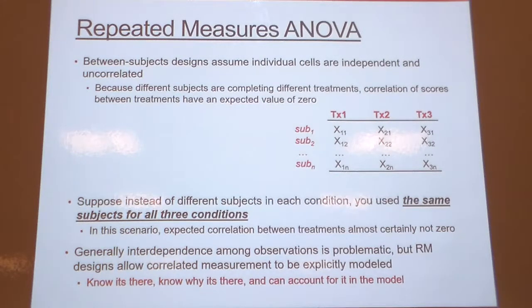But what we can do is capitalize on this. We know what's going on. We can model it and actually strengthen the power of our tests in many ways by taking that correlation and pulling it out, right? Basically we're accounting for individual differences.